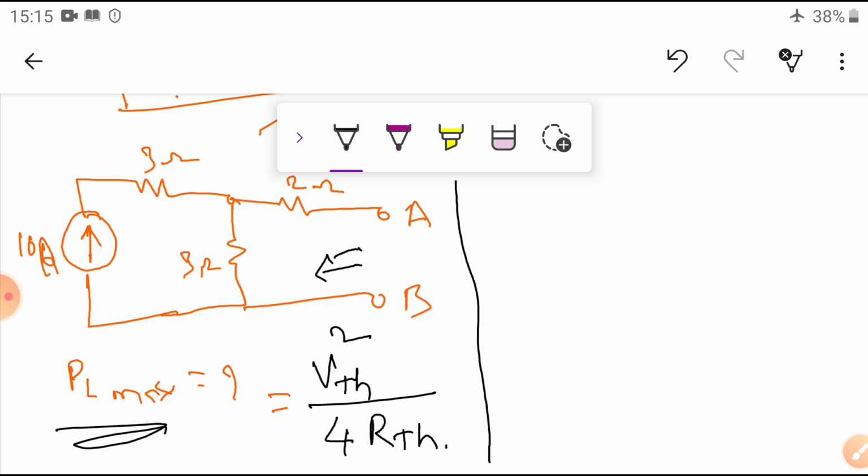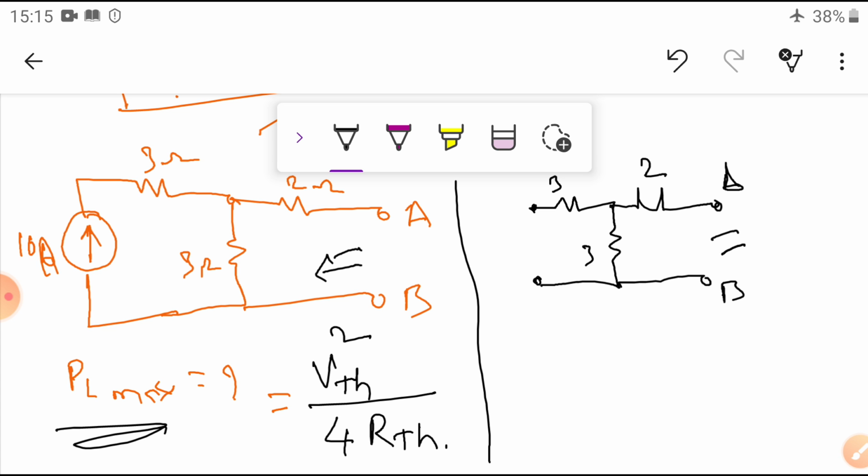For R Thevenin, this is the current source circuit. Open it, because there is no internal resistance given. Here is a 3 ohm resistance connected here, and here is another 3 ohms. This is a 2, this is a 3, this is a 3. Looking from the A and B terminals, because the source is open, I want only the resistance of this part. So R Thevenin is 2 plus 3, connected in series, which is 5 ohms. That is enough. We have already done so many problems.